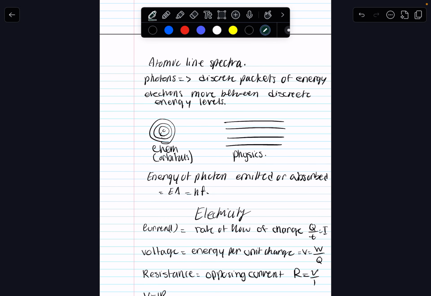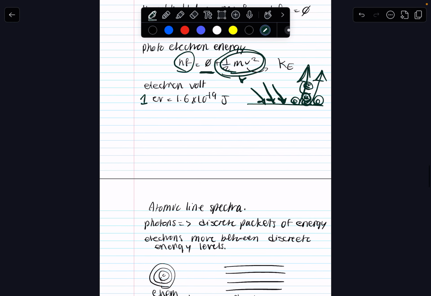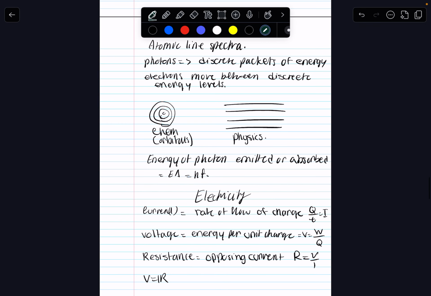Okay, I cannot even read my own handwriting. I think this is atomic line spectra. So photons are discrete packets of energy. Again, the photons are these emitted. They have a constant energy.